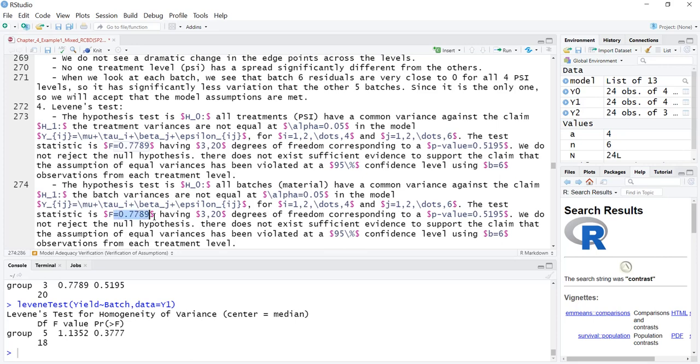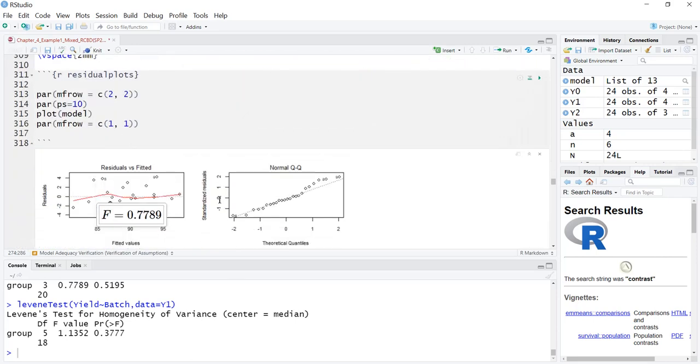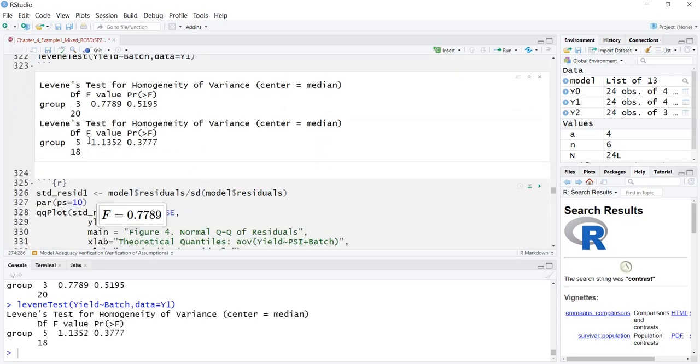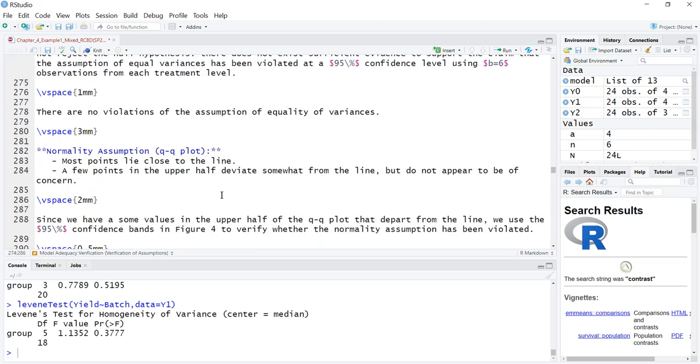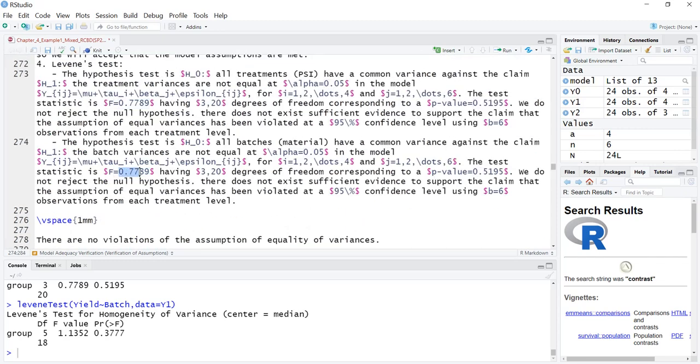The test is, now I have to change this value. So let's come down and find that value. 1.135237777, 5 and 18. And 5 and 18, because we've got 6 batches, so 6 minus 1 is 5. And then this was 0.3777. We do not reject the null hypothesis, and capitalization seems to be a problem with me in this program.